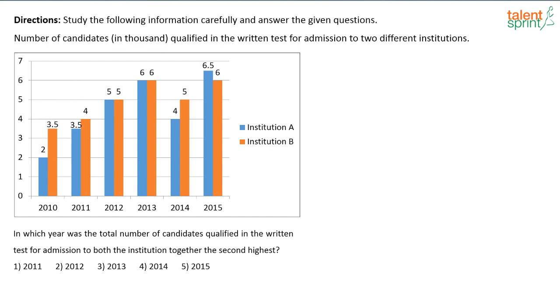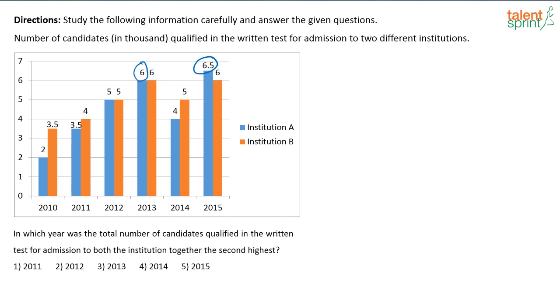Yes, this is a very, very easy question. What will be the answer for this? See, what is the question? In which year was the total number of candidates qualified in the written test for admission to both institutions together the second highest, right? So if you look at institution A, the highest was in this year, right? 6.5. Which is the second highest? It was in the year 2013, right?